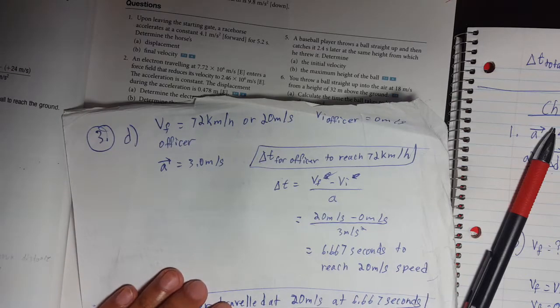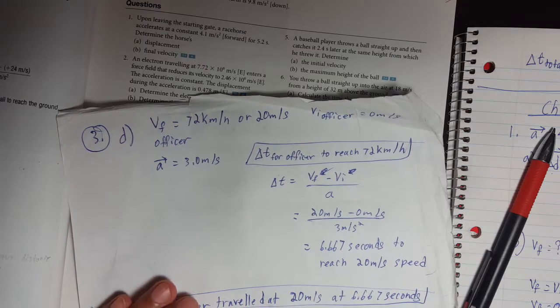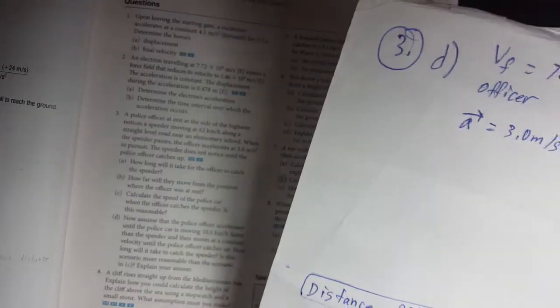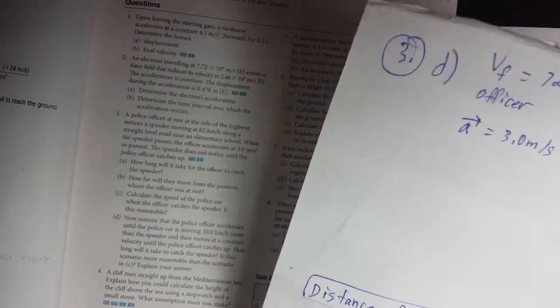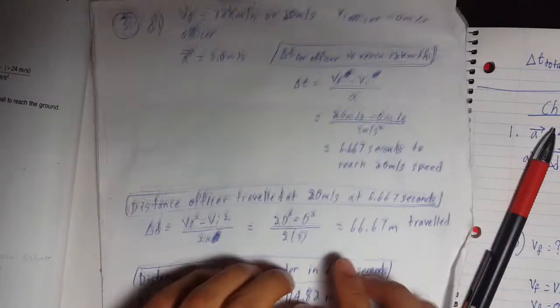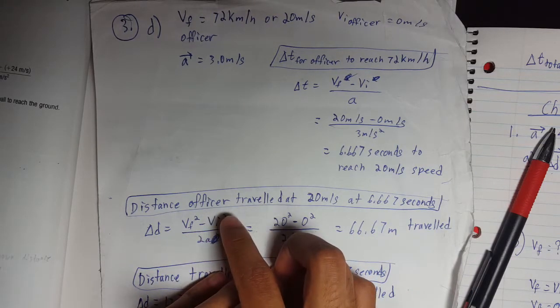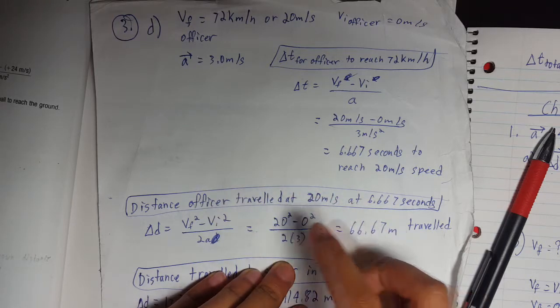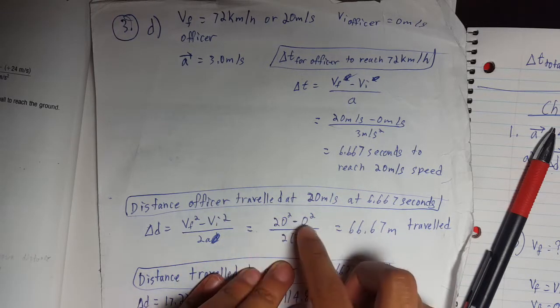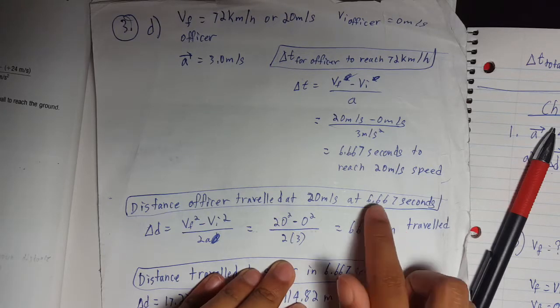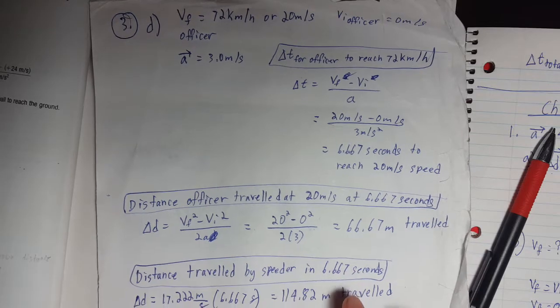So now I want to find out how much the officer has traveled in those 6.667 seconds, or in that time that it was traveling at 20 meters per second, or 72 kilometers per hour. At this speed, I've used the displacement equation, Vf squared equals Vi squared plus 2ad. I've rearranged that in terms of displacement, and I've got this. So it travels 66.67 meters in that time when it was at 20 meters per second.